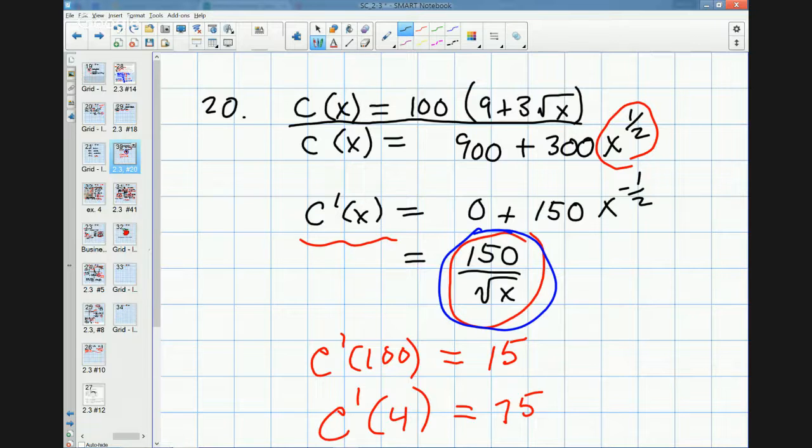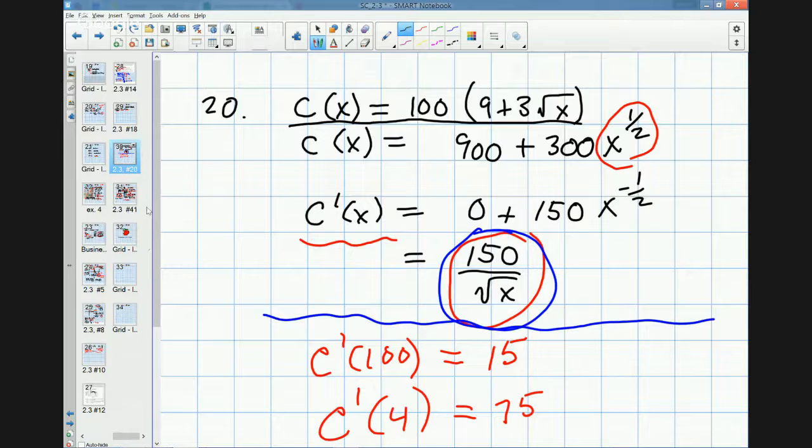And if they ask you, what's the marginal cost when you're making 100? When you're making 4? They didn't. This is really the end of the problem. I was obviously showing students, if they asked you for the marginal cost when you produce 100 items, and when you produce 4 items, then you could go ahead and find the specific.